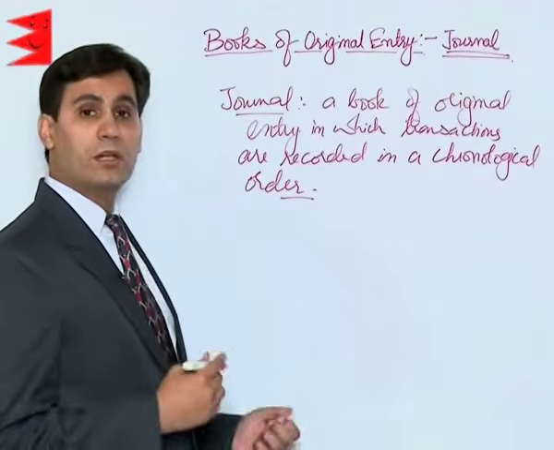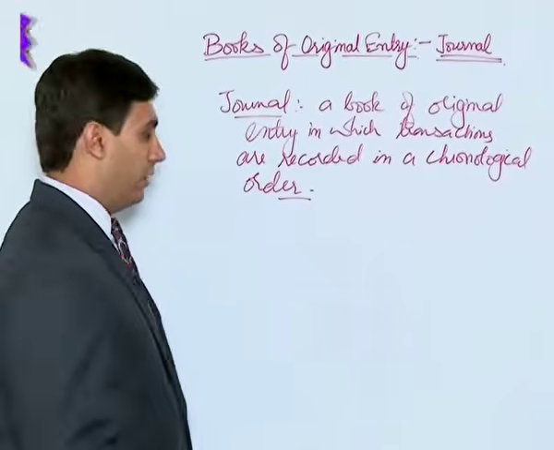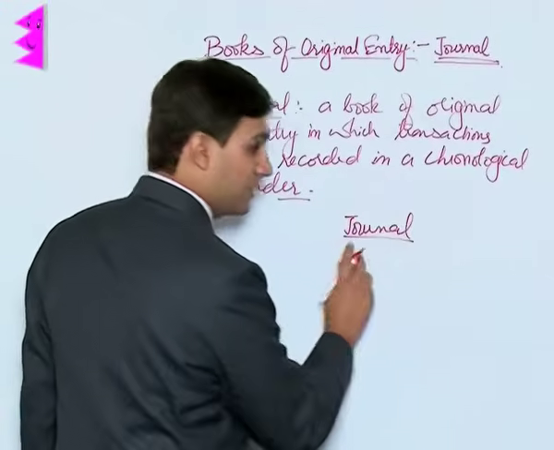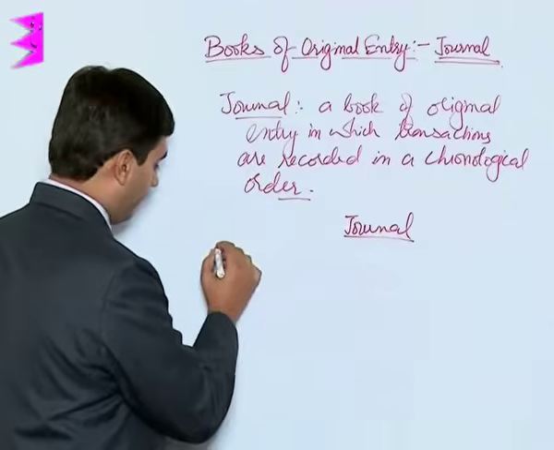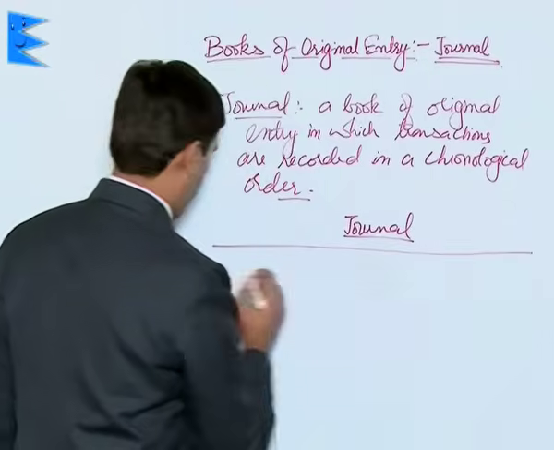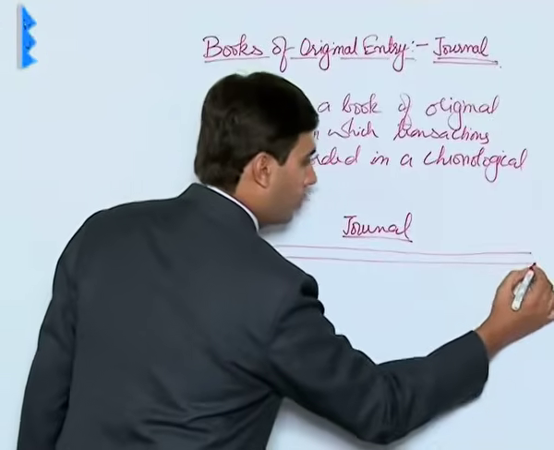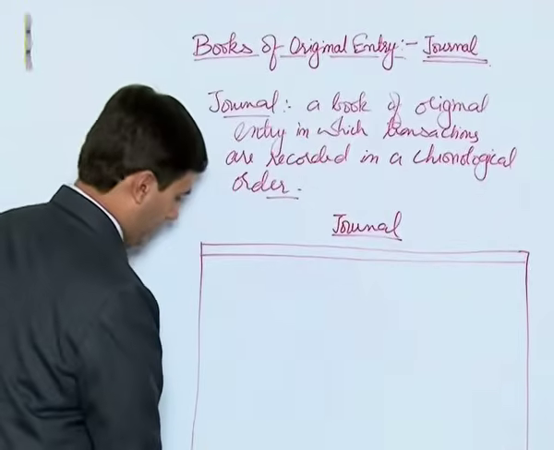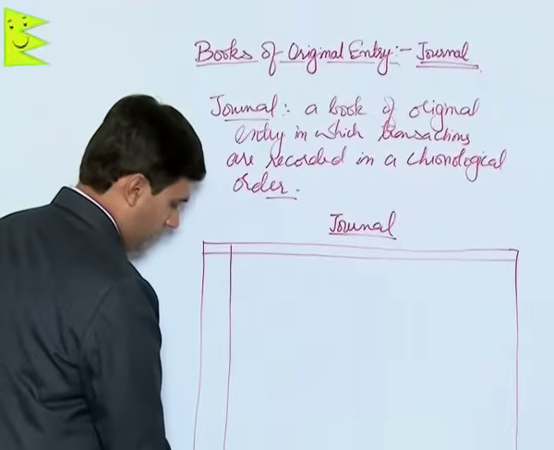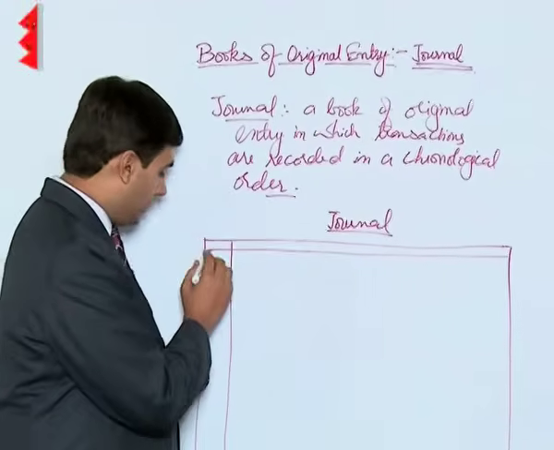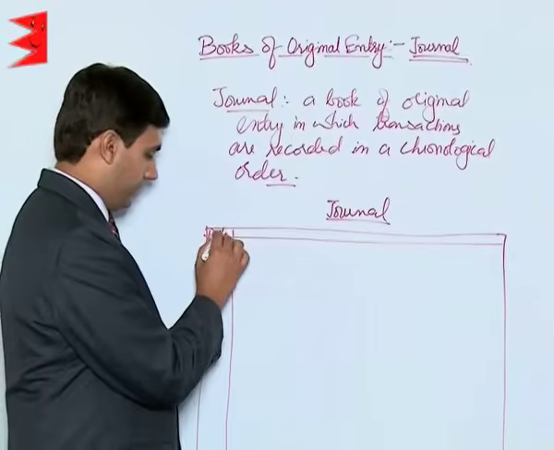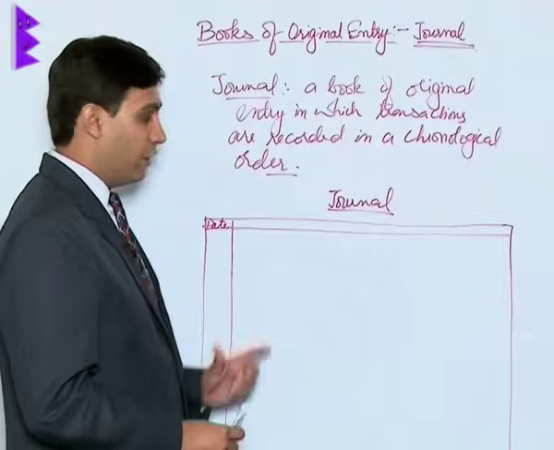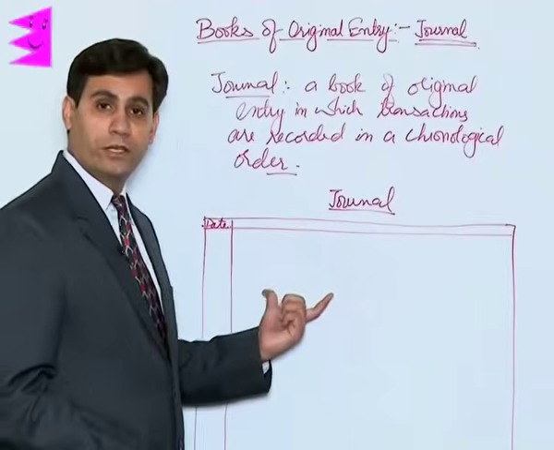Now students, how does a journal look like? There is a format to journal. The format is like this. It must be headed as journal. It has various columns to it. The leftmost column is the column for date. That is the date on which the transaction has taken place, for which the entry is being recorded here.